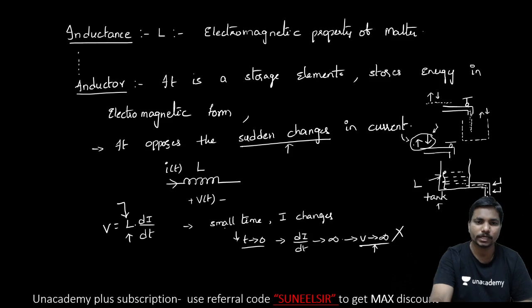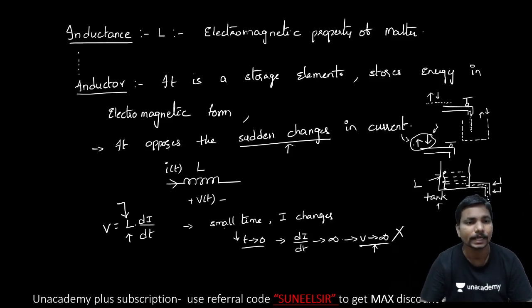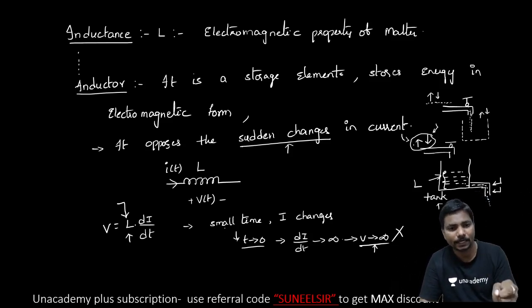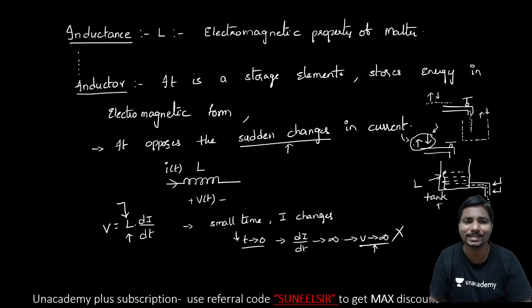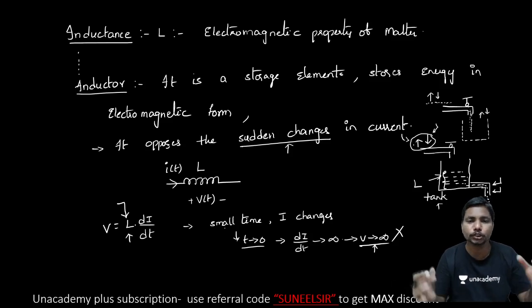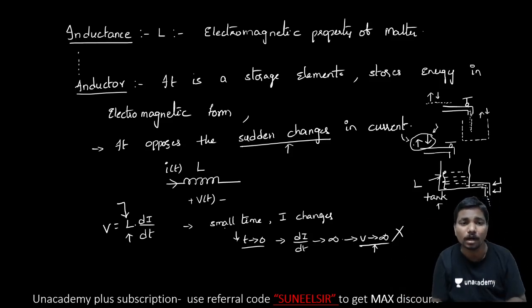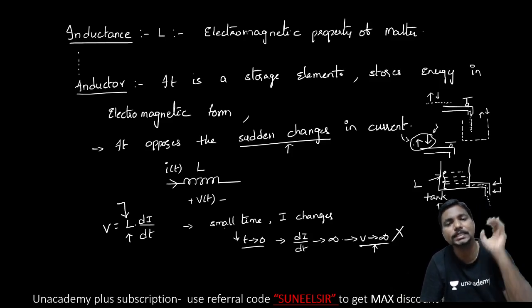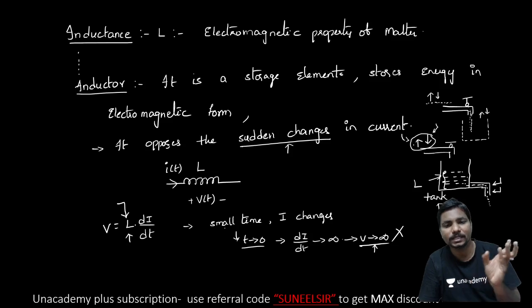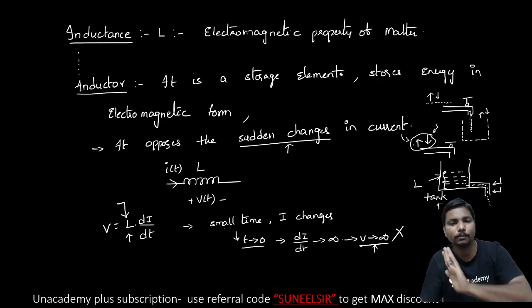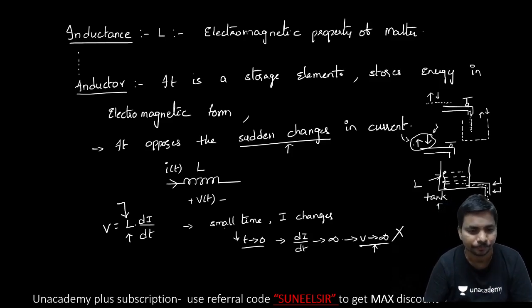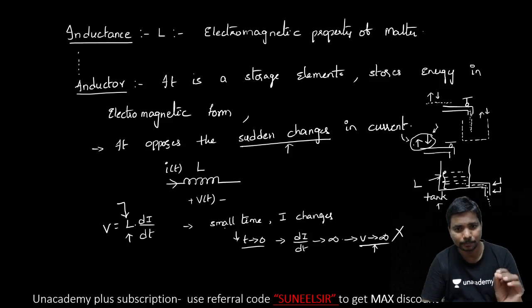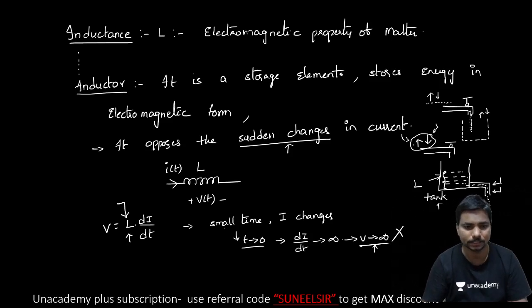Once again, friends, about the inductor or inductance. Inductance is a property of matter, an electromagnetic property. Inductor is a device, a storage element. It stores energy in electromagnetic form, and it opposes the sudden changes in the current. Whenever there is a sudden change in the current, it opposes. It may not oppose long changes, only it opposes in transient conditions.